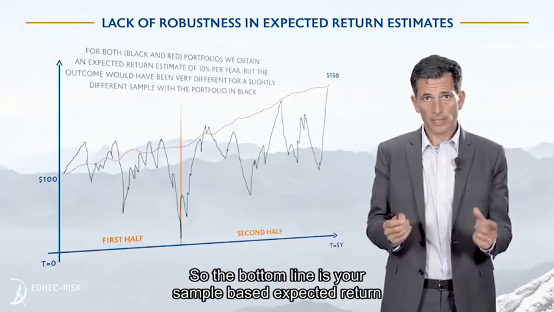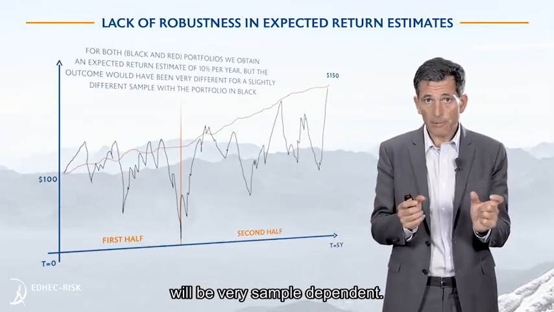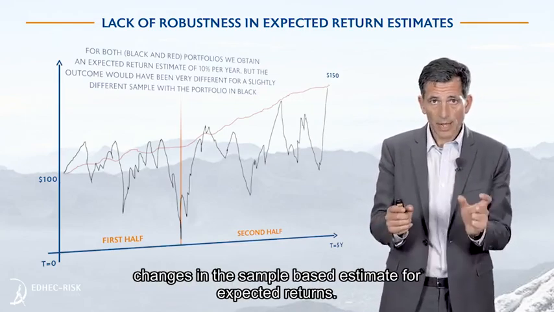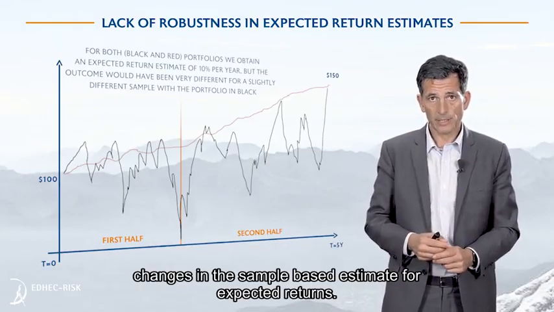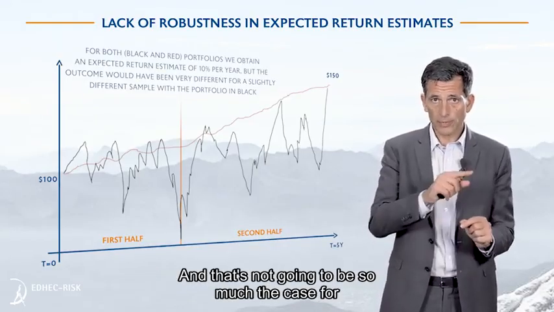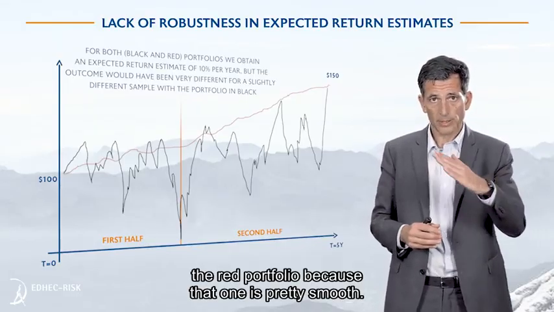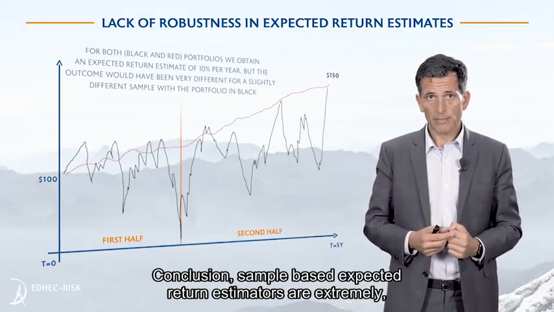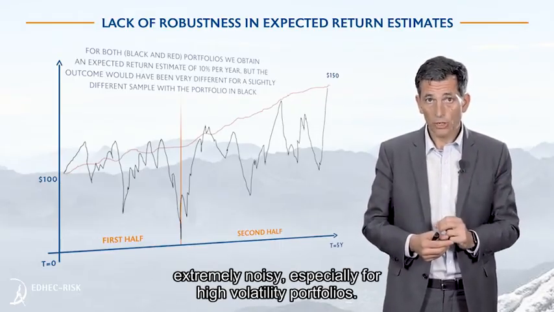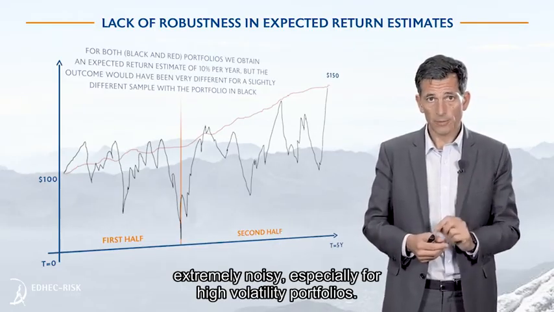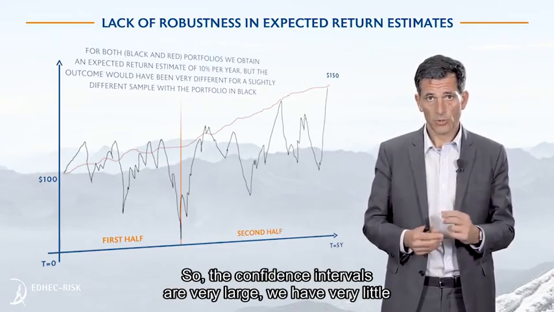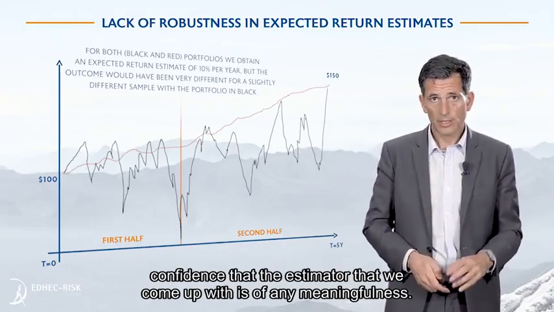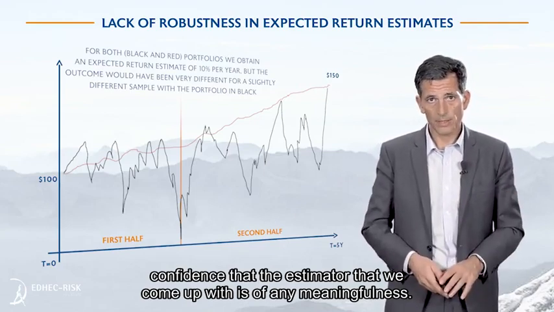So the bottom line is your sample-based expected return will be very sample dependent. Small changes in the sample will lead to large changes in the sample-based estimate for expected returns. And that's not going to be so much the case for the red portfolio, because that one is pretty smooth. Conclusion, sample-based expected return estimators are extremely noisy, especially for high volatility portfolios. So the confidence intervals are very large. We have very little confidence that the estimator that we come up with is of any meaningfulness.